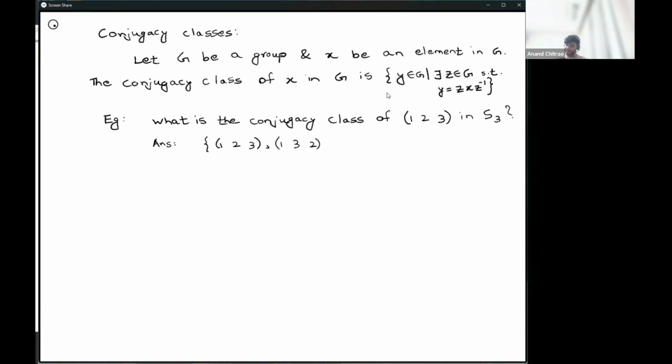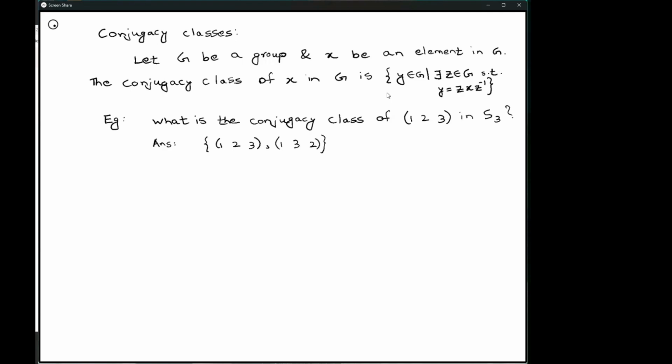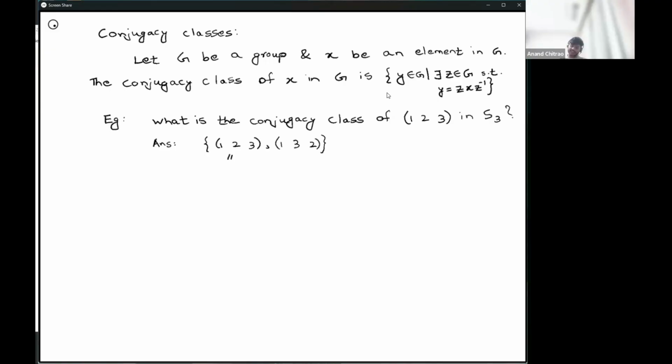Why is this the conjugacy class of (1 2 3)? For (1 2 3), we have the identity element satisfying y equal to x. And for (1 3 2), we can take (1 2). So for (1 2 3), you just take the identity, and for (1 3 2), you take (1 2).